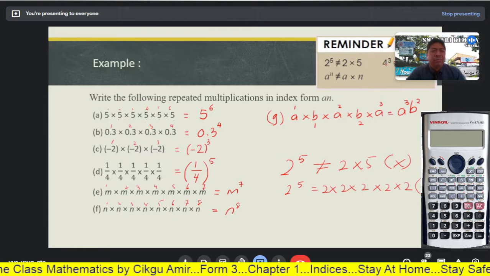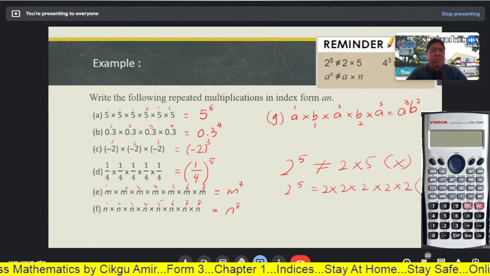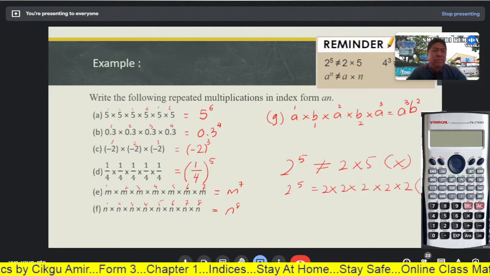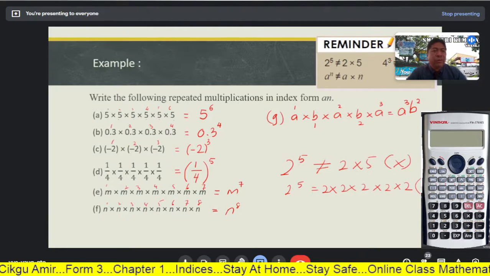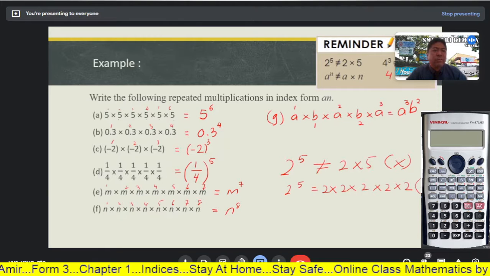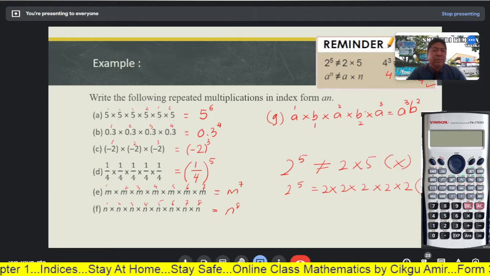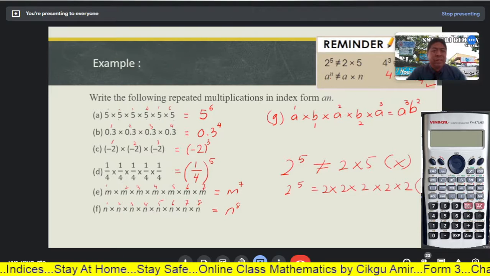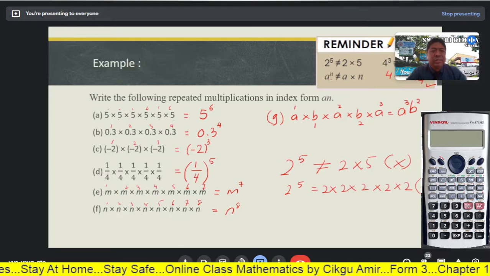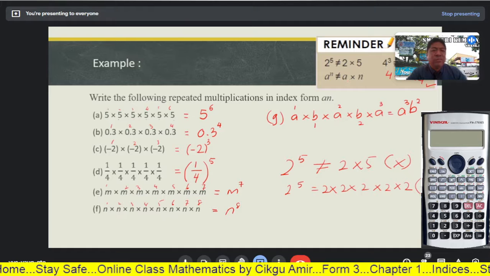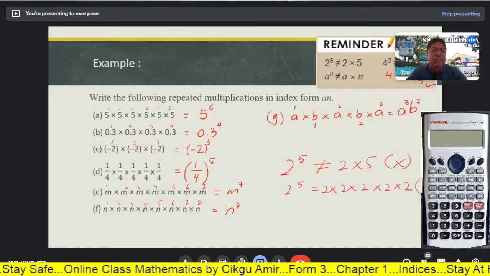4 to the power of 3 also is not 4 multiplied with 3. This is wrong. 4 to the power of 3 is 4 multiplied with 4 multiplied with 4, 3 times. Remember this. And in variable, a to the power of n also is not equal to a multiplied with n.